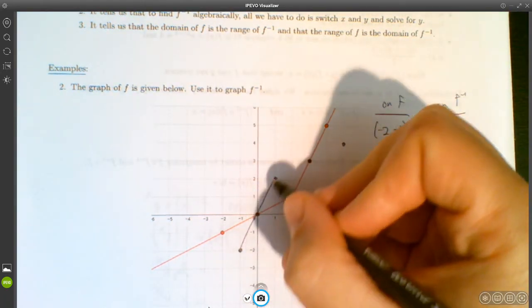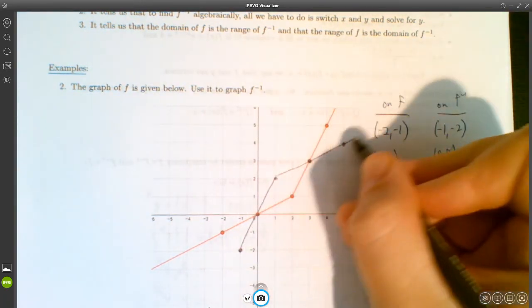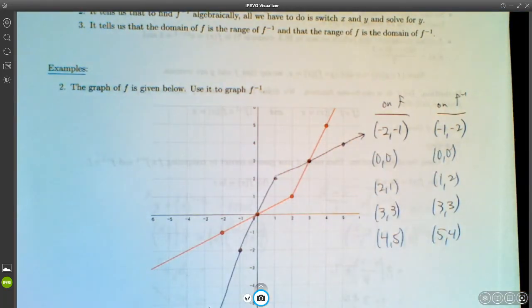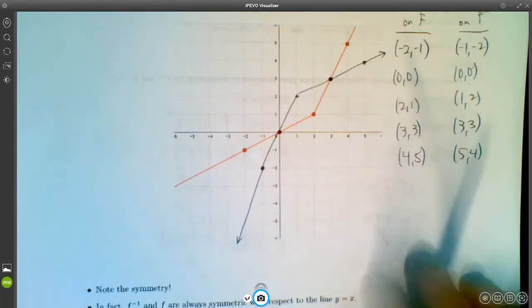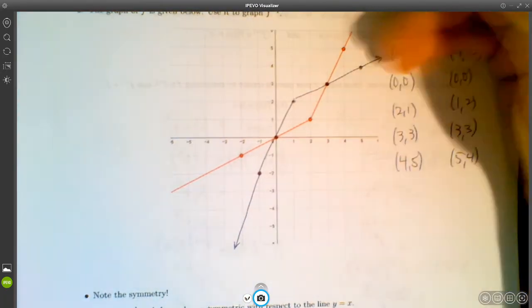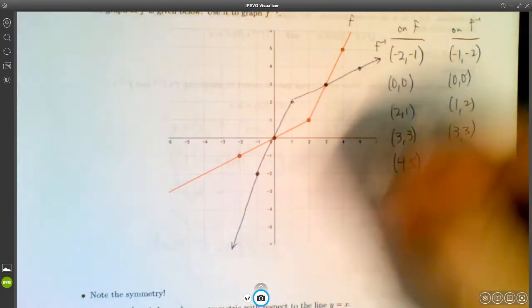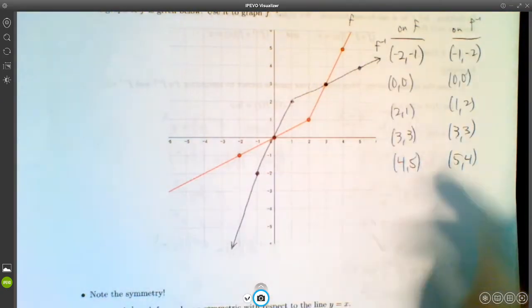It looks like that, right? Note the symmetry here. So this was f, and this thing is f inverse. f inverse is just a mirror image of f.